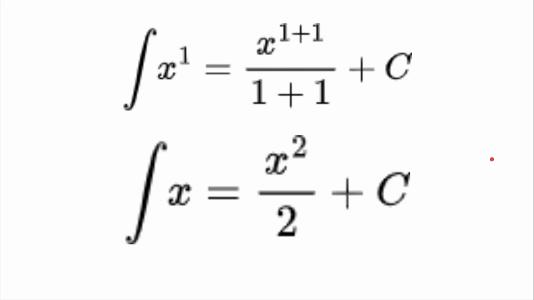With our new power rule for antiderivatives, let's try taking the antiderivative of x, or x to the 1. Plugging it into the power rule for integration, we get x to the 1 plus 1 divided by 1 plus 1. After some simplification, we get x squared over 2 plus c.